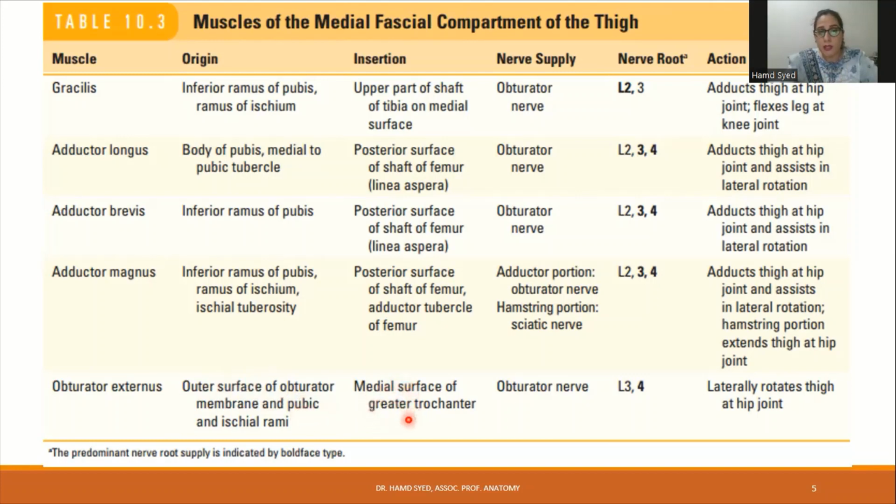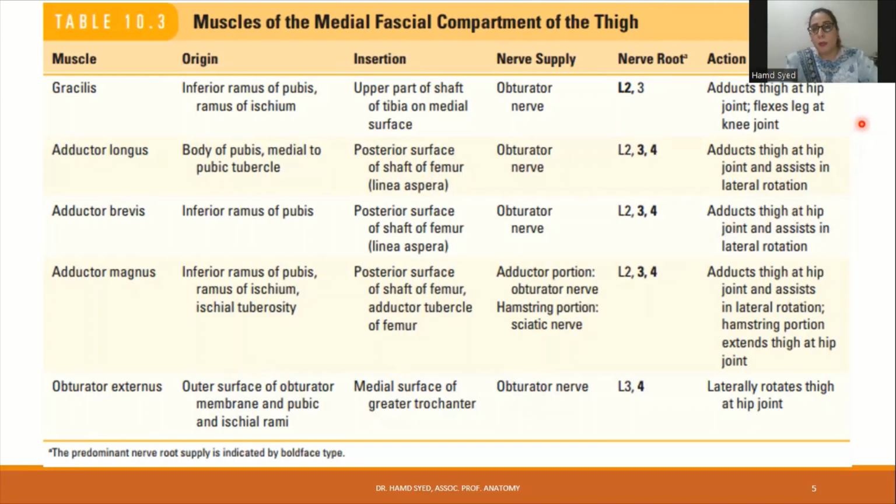Then we can see its insertion is into the medial surface of the greater trochanter of the femur. Obturator externus is also supplied by the obturator nerve, which is the nerve of the medial compartment of the thigh. Now, what about the actions of these muscles?